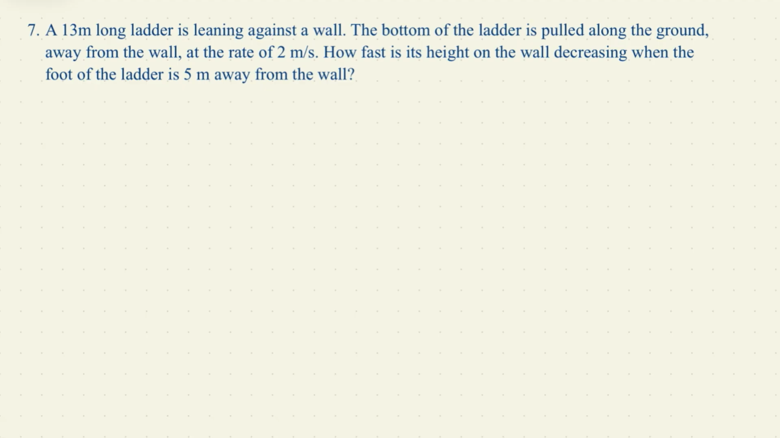Question number 7. A 13-meter long ladder is leaning against a wall. The bottom of the ladder is pulled along the ground away from the wall at the rate of 2 meters per second. How fast is its height on the wall decreasing when the foot of the ladder is 5 meters away from the wall? So there's a ladder leaning against the wall. So let us make a wall and a ground where our ladder is leaning against the wall.